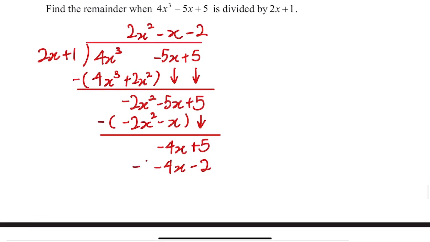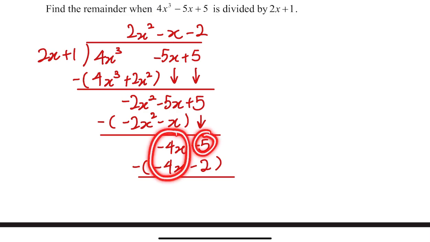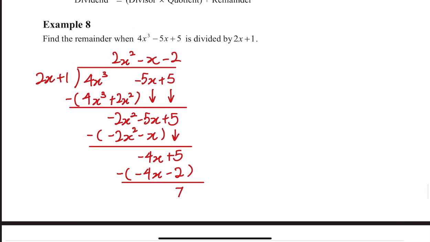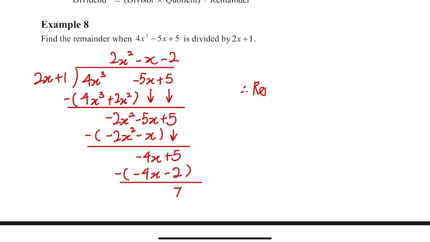And now I subtract this away. I'm left with, this thing will cancel out. I'm left with 5 minus negative 2. And this will be 5 plus 2. I'll get 7. Therefore, over here, remainder is equal to 7. Okay, and this is the answer for example 8.